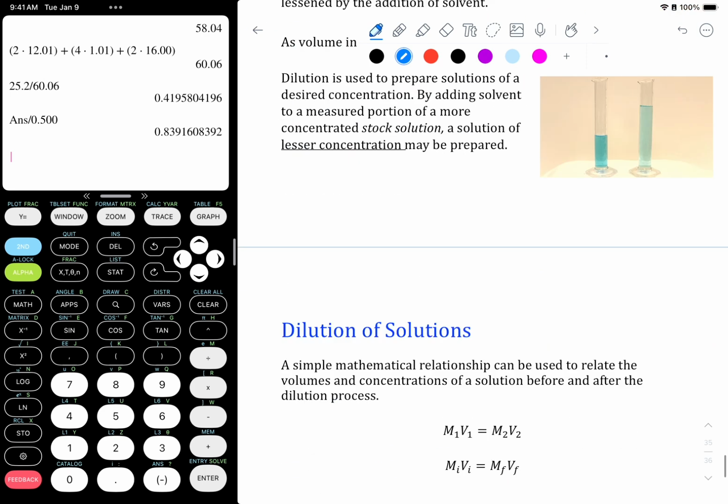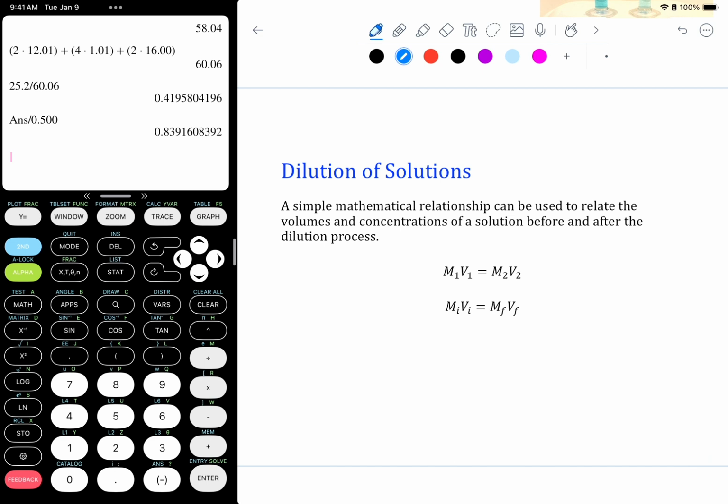So we can use a mathematical relationship to determine the volumes and the concentrations that are either needed or what we are going to end up with in our final solution by using the relationship shown here. M1V1 equals M2V2, where M stands for concentration and V stands for volume. Again, the only thing that's changing in a dilution is the volume and the concentration. We're not changing the number of moles when we are doing the dilution. So the relationship is only between the concentration, the molarity, and the volume of the solution.